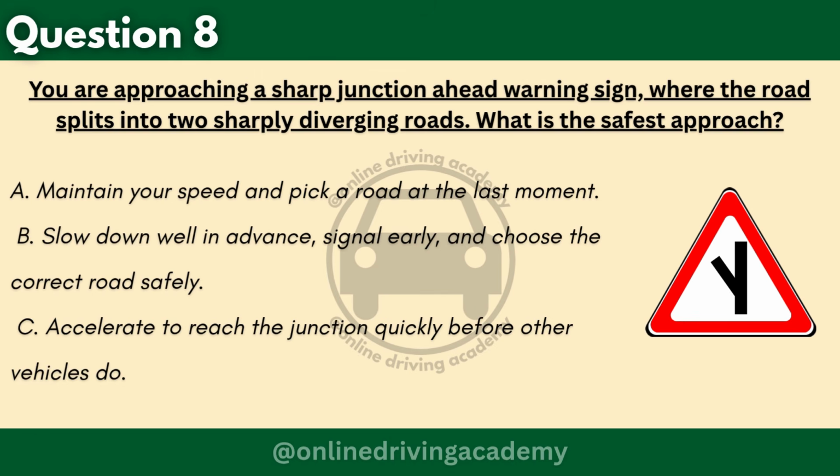Is it option A, maintain your speed and pick a road at the last moment? That is very dangerous. So obviously option A is going to be incorrect. Option C tells us to accelerate to reach the junction quickly before other vehicles do. Now that can cause an accident, right? With option B, it tells us to slow down well in advance, signal early and choose the correct road safely. Again, that is going to be the correct answer.